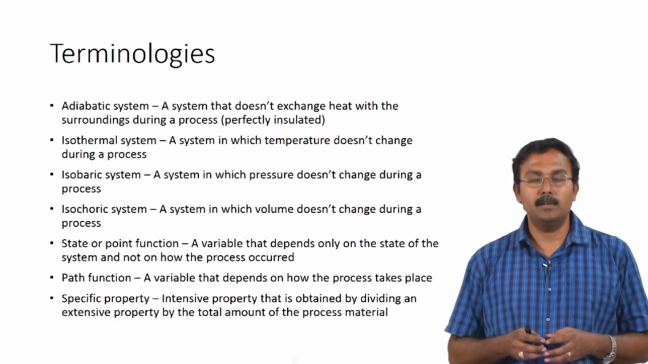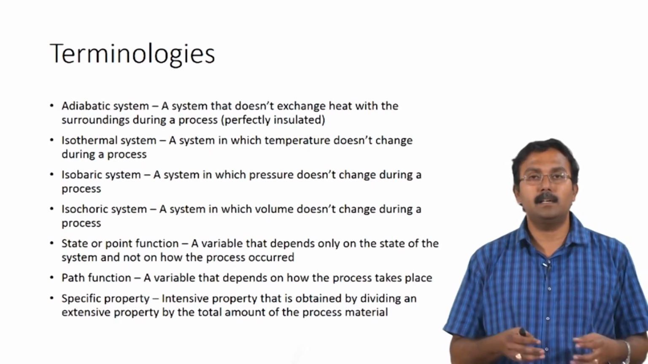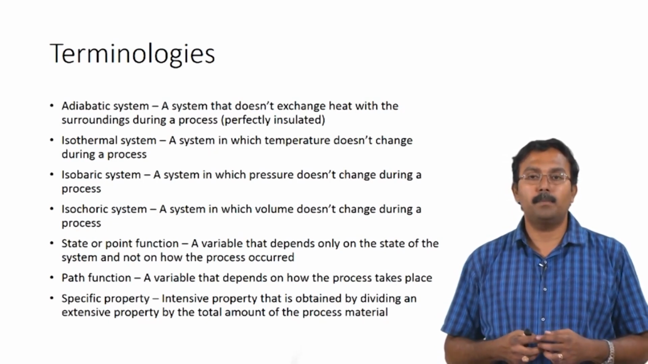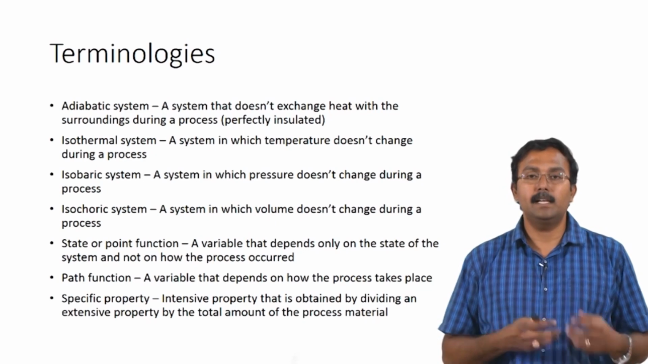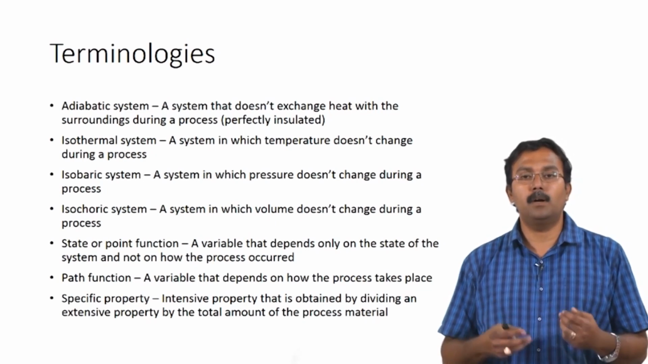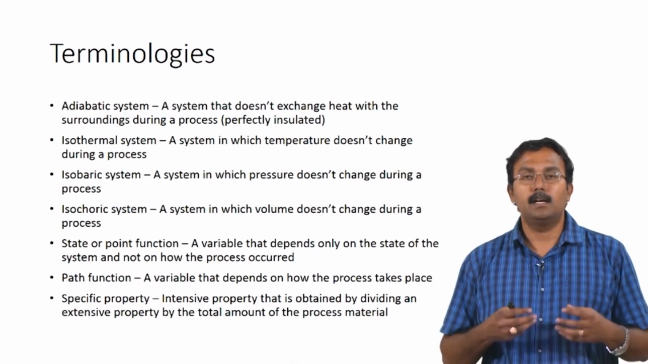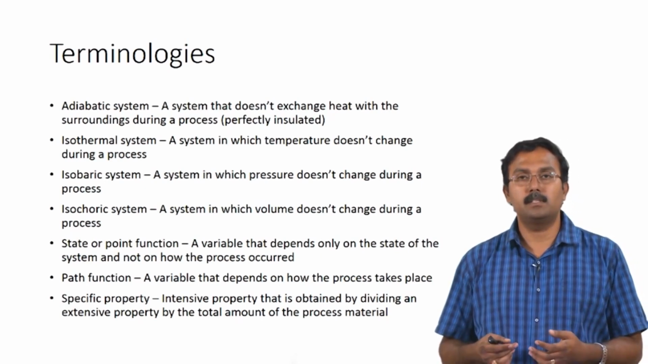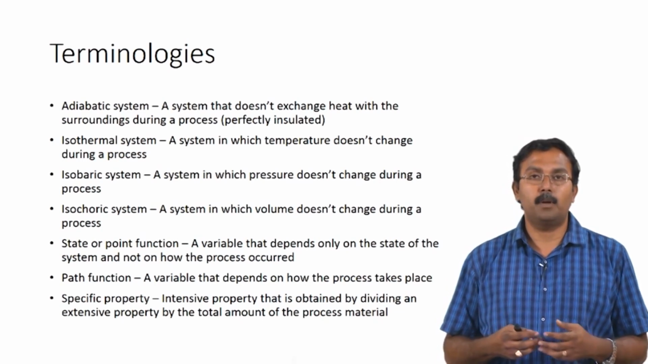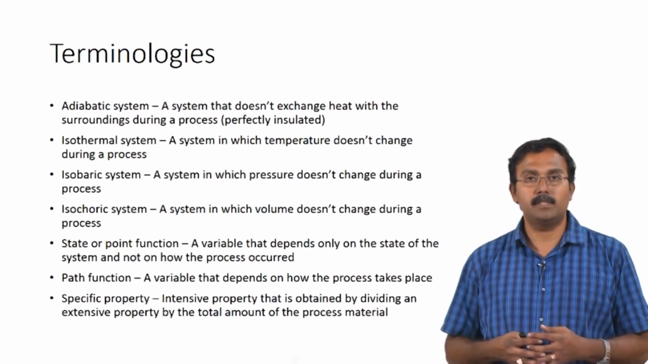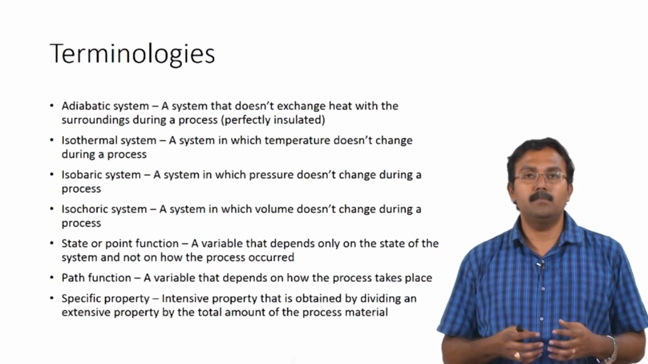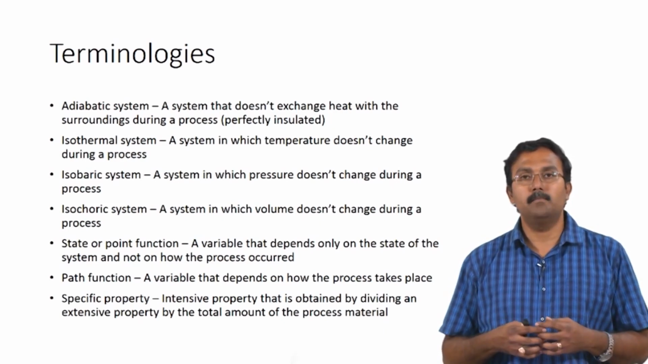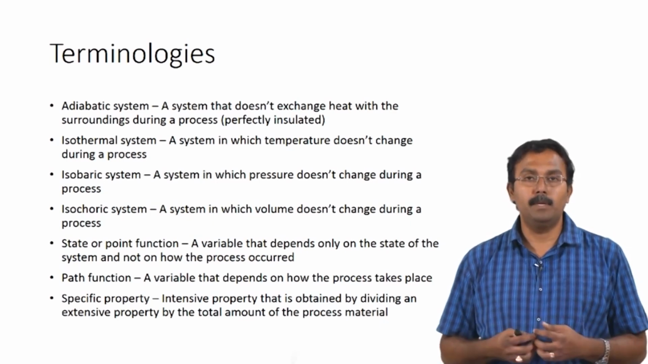We have also been working with specific properties like specific internal energy and specific enthalpy. A specific property is nothing but an intensive property that is obtained by dividing an extensive property by the total amount of the process material. What is an intensive property? It is something which does not depend on the size of the system or the mass of the system. An extensive property will depend on the size and the mass of a system. When we convert extensive properties to intensive properties, we can build tables. Steam table would be one example.